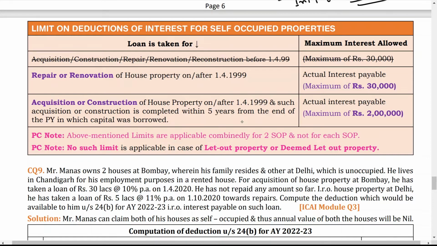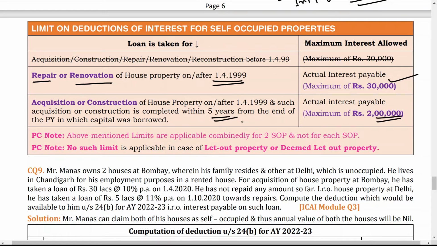Repairs and renovation of house property on or after 1st April 1999: that means actual interest payable, maximum of rupees 30,000, is available. If loan is taken for repairs and renovation of the house property on or after 1st April 1999, actual interest is payable, but the maximum amount of deduction is only 30,000. But if loan is taken for acquisition or construction of house property on or after 1st April 1999, and such acquisition or construction is completed within 5 years from the end of the previous year in which capital was borrowed, then a maximum of 2 lakh is available as a deduction.